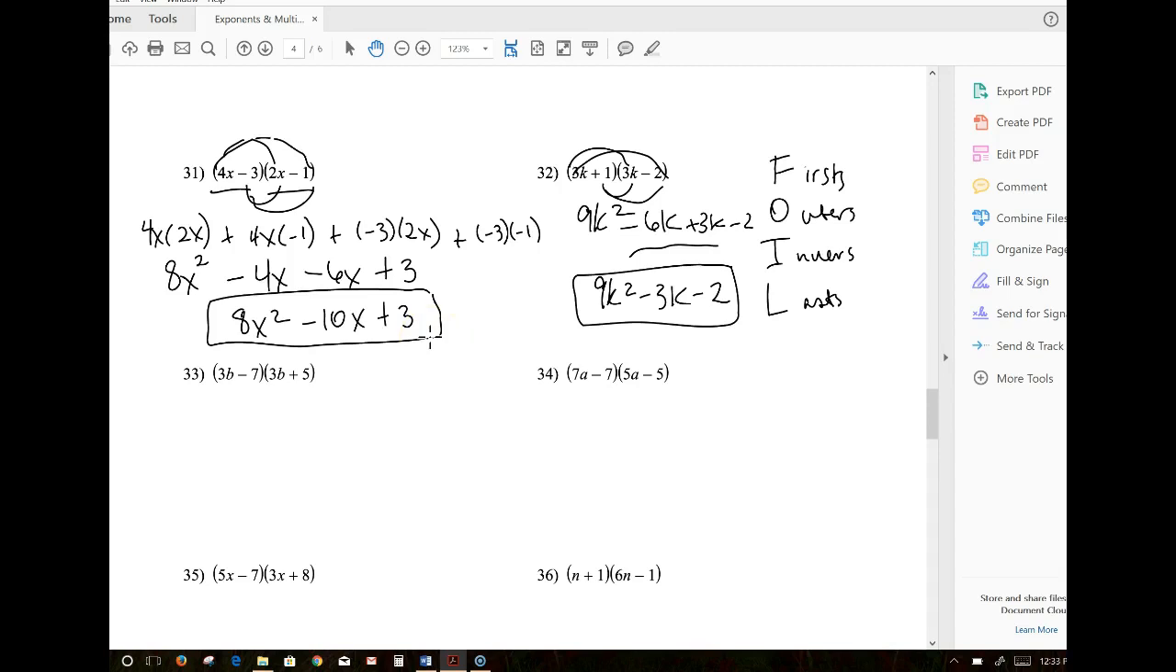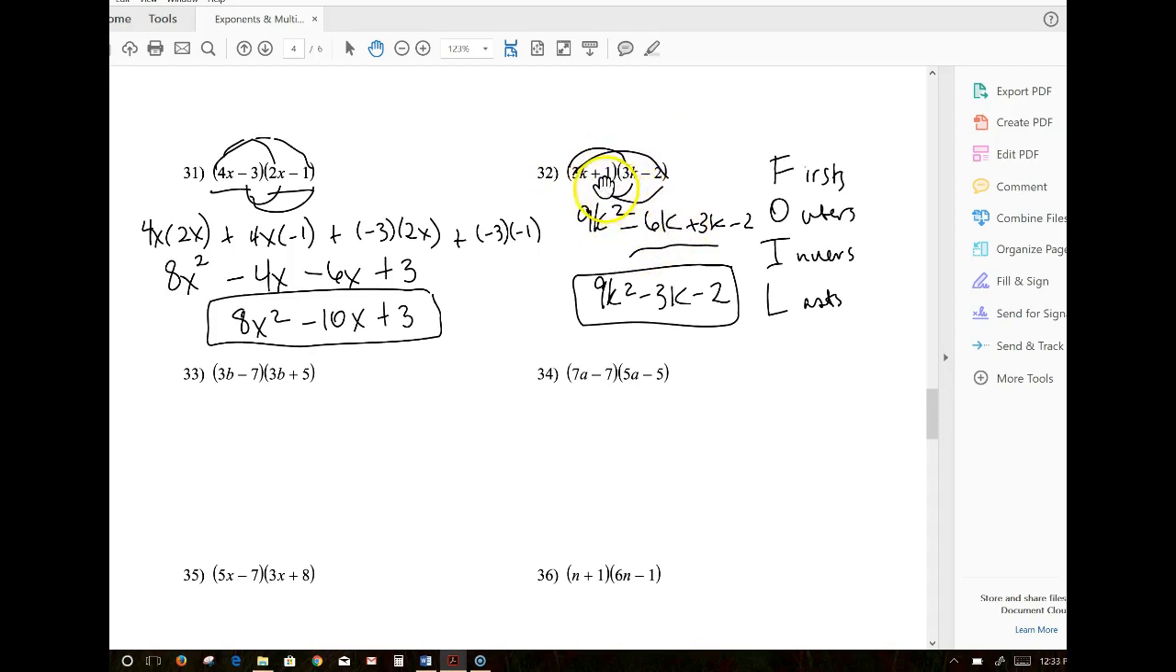Let's do one more example of FOIL. We have another binomial times binomial. So we will start with our firsts. 3k times 3k makes 9k squared. Now our outers, 3k times negative 2, that makes negative 6k.